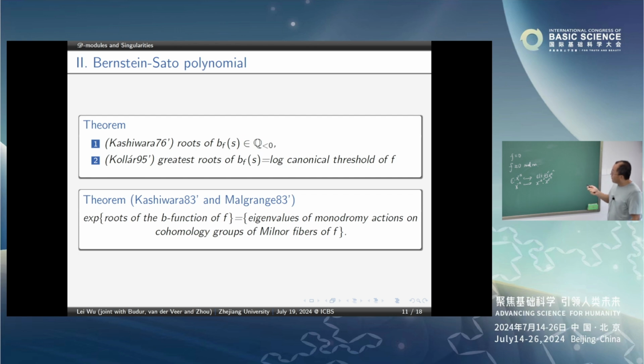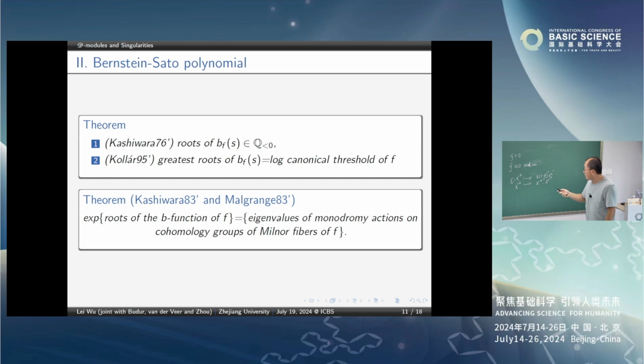Okay, and then Kashiwara, and maybe also Malgrange at the same time, proved the roots of B functions can be used to calculate eigenvalues of monodromy actions. And actually, they proved a categorical equivalence between the nearby cycles along a hypersurface and the nearby cycles for D-modules, for regular holonomic D-modules, by using V-filtrations.